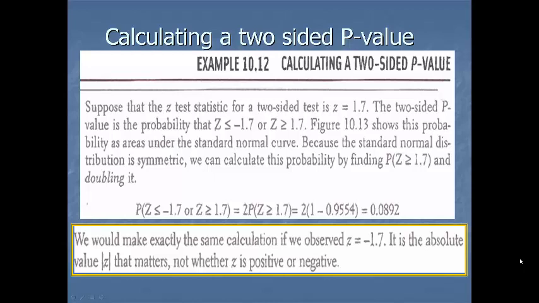And so if this were our p-value in our problem, then we would say we failed to reject the null hypothesis in this case at the 5% and the 1% level.